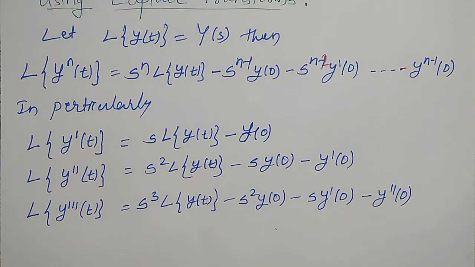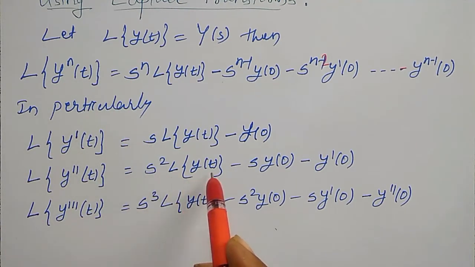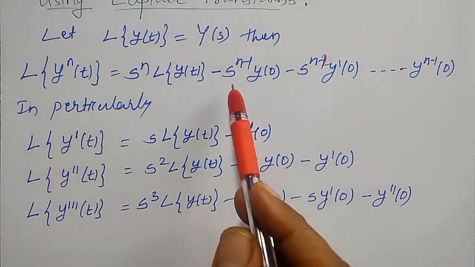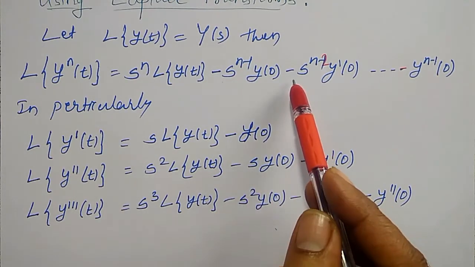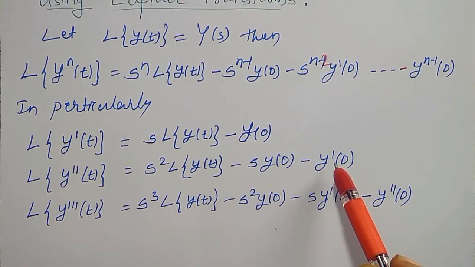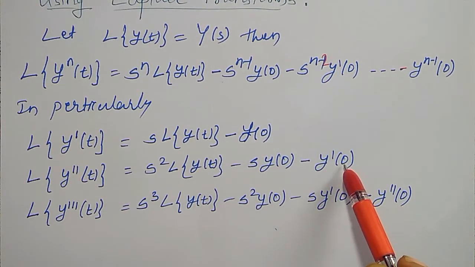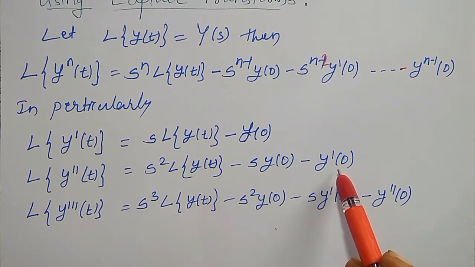Next, Laplace transform of y double dash of t. If I substitute n equal to 2 in this, s to the power 2 into Laplace transform of y of t minus s to the power 2 minus 1, s to the power 1 into y of 0 minus s to the power 2 minus 2, s to the power 0 into y dash of 0. If a second derivative is there, you have to take initial values up to y dash.